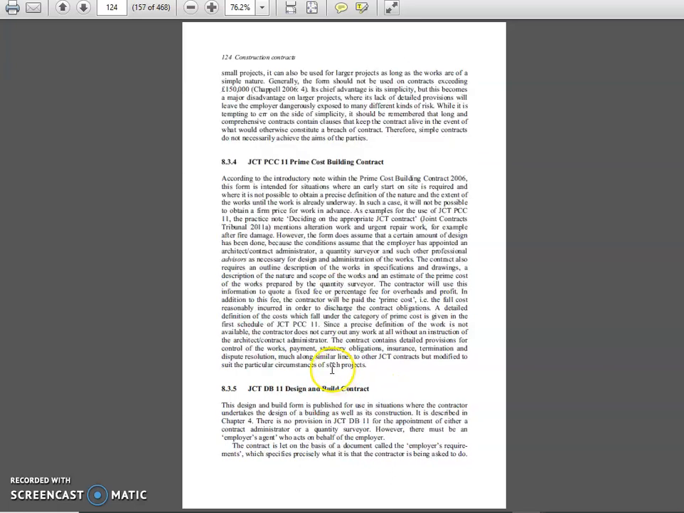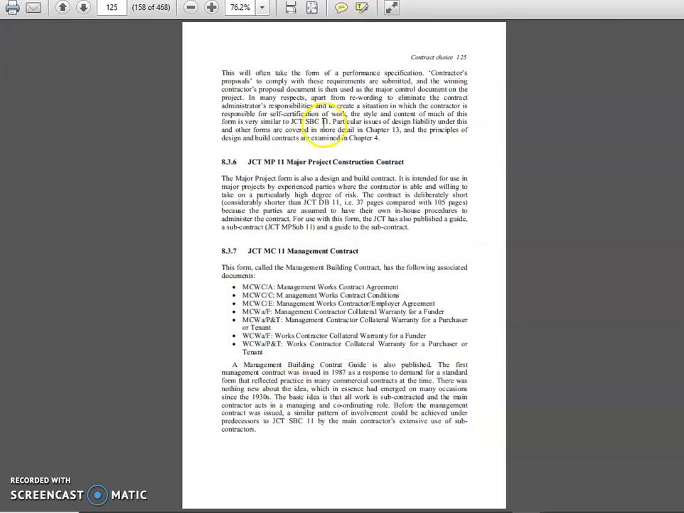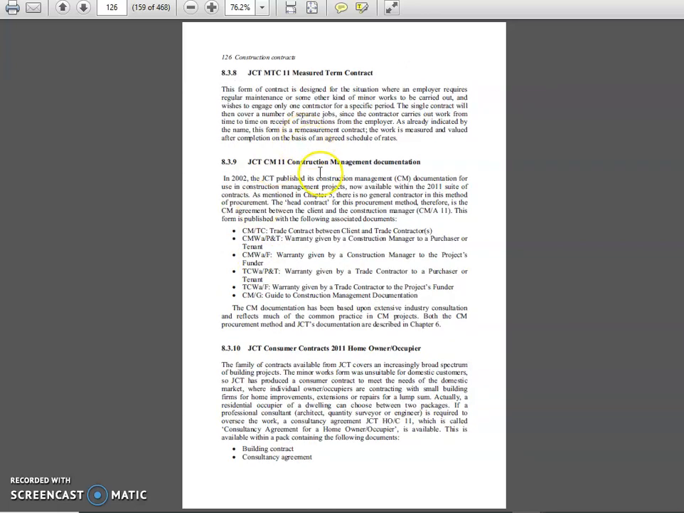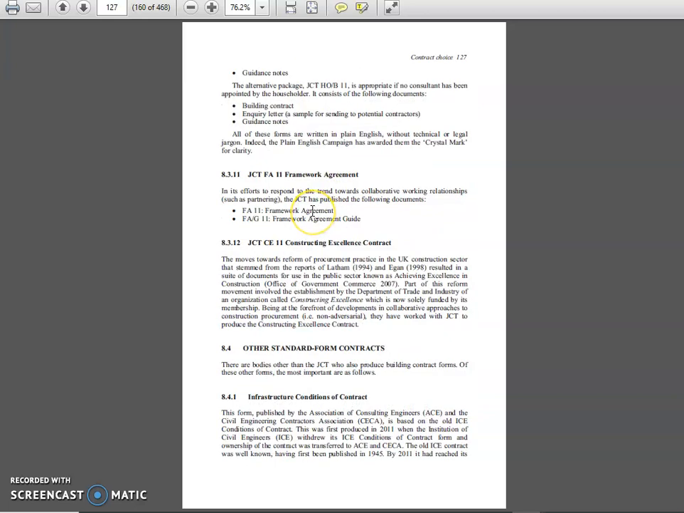Then the minor works building contract, prime cost building contract, design and build contract. This is what we were studying before. So how the design and build contract is determined by JCT. You can talk about this in your coursework also. Major project construction contract, management contract. Again, this is also one of our important parts. You can discuss this in your coursework: if you are selected for a management contract, then again you have to decide whether to go for JCT, FIDIC or NEC. Then construction management documentation, the framework.